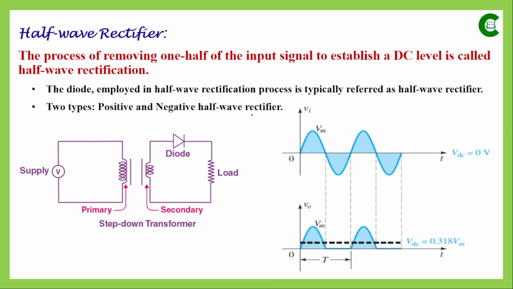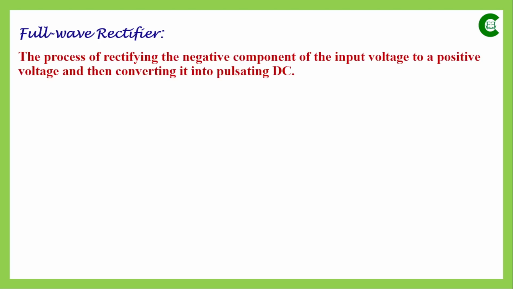Now I am leaving this on you: how the position of this diode in this circuit will be changed so that we will be getting only the negative half cycles in the output, and all the positive half cycles in the output will have zero value or will be off. So think on it. Now we'll move to the full wave rectifier circuit, meaning full wave rectification.